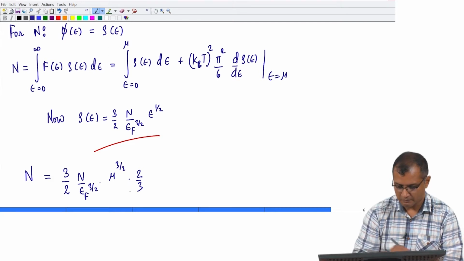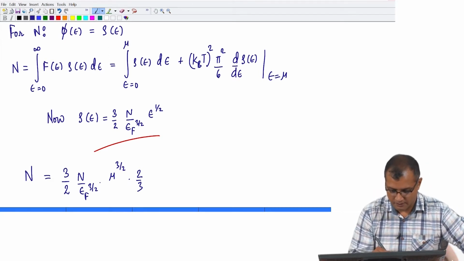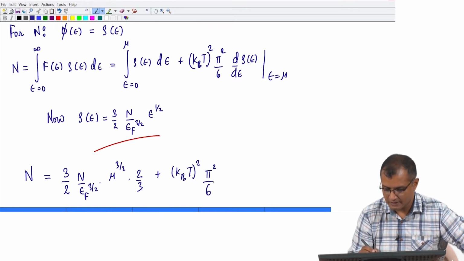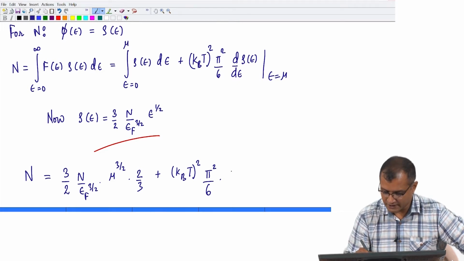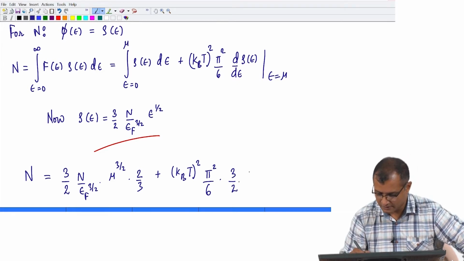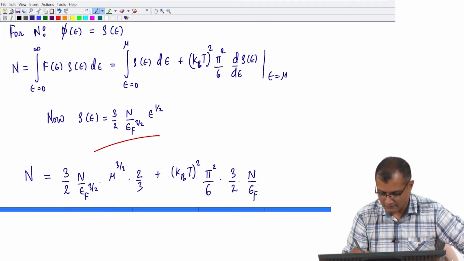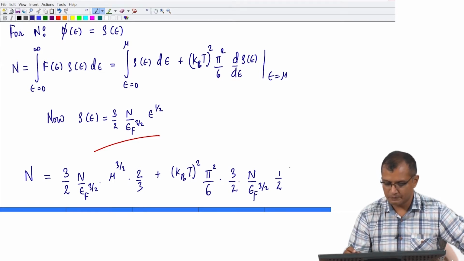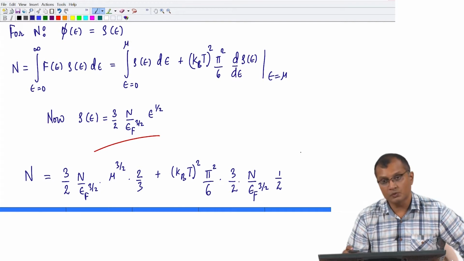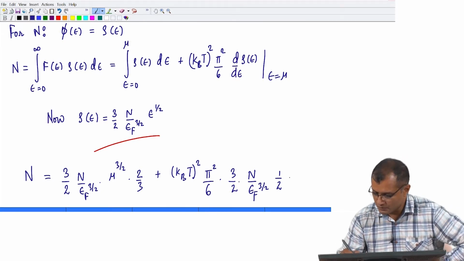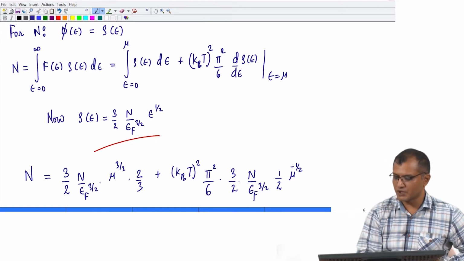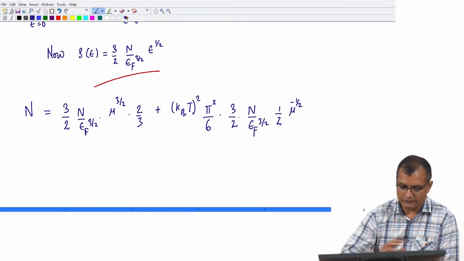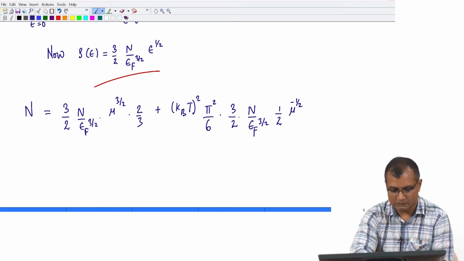into 2 by 3, plus a kT square into pi square by 6, and if I take the derivative I will again get all the same prefactors. The derivative of square root of E is 1 by 2 into E raised to minus 1 by 2, but at E equal to mu this will be just mu raised to minus 1 by 2. Now you can easily see a lot of common prefactors that you can cancel.